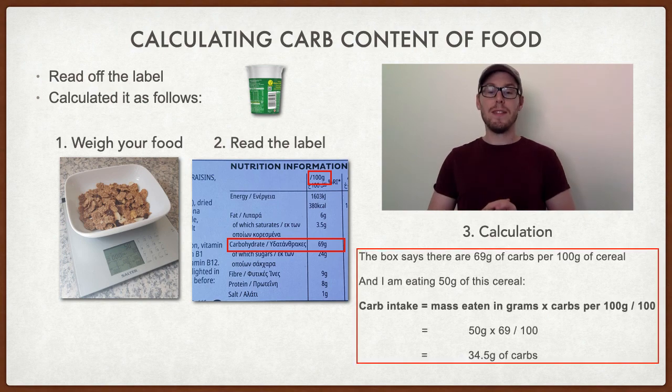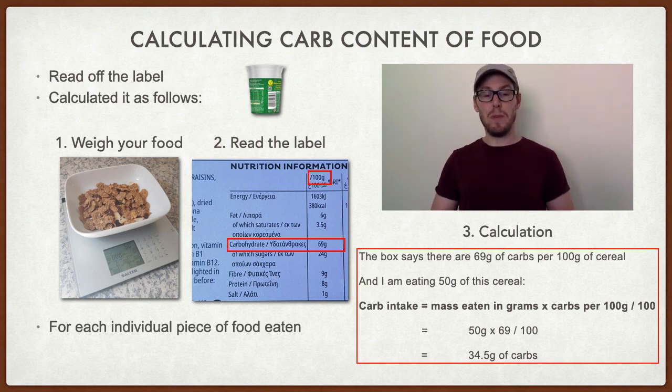So the box says there is 69 grams of carbs per 100 grams of cereal, and I'm eating 50 grams of this cereal. I now need to use the equation: carb intake is equal to the mass eaten in grams multiplied by the carbs per 100 grams, divided by 100. So in this example, it's 50 multiplied by 69 divided by 100, which is equal to 34.5 grams of carbs. This has to be done for each individual piece of food that you are eating.